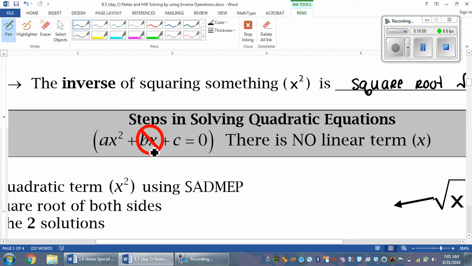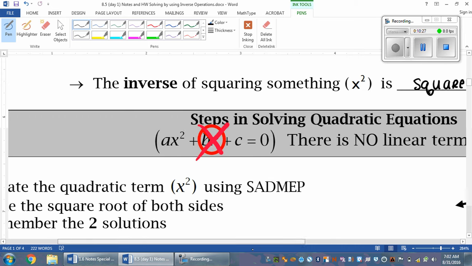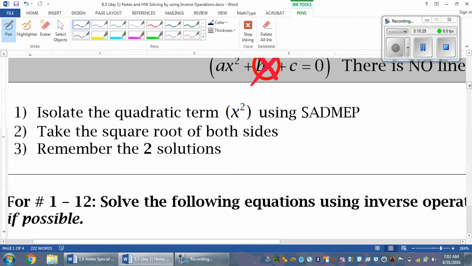If it has x to the first, so it has a linear term, we're going to keep doing what we've been doing in the last couple of videos: solve by factoring, like on the first two examples. But if there's no linear term, just the quadratic and a constant, we are going to solve using the square root method. Here are the steps. First, isolate the quadratic term using SADMEP: cancel adding or subtracting, then multiplying and dividing. Once x squared is by itself, take the square root of both sides to get rid of the exponent.